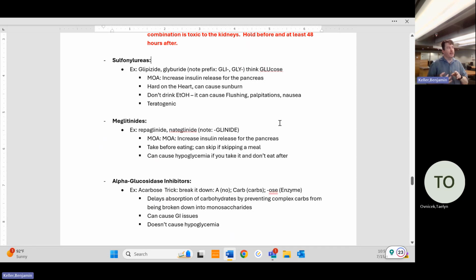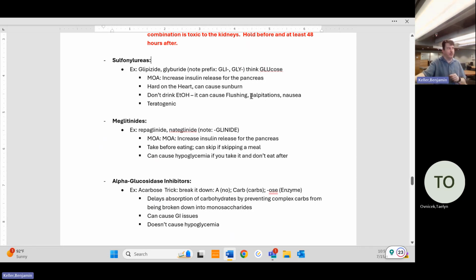Sulfonylureas, there's going to be glipizide, glyburide. You can note the prefix in there, which is glip or gly. You think glucose, GLY, GLI, GLU, right? So it's glucose. Mechanism of action, it increases insulin release from the pancreas.